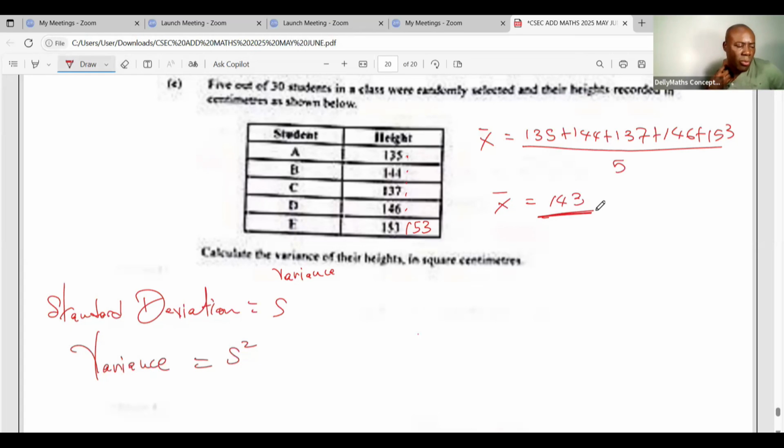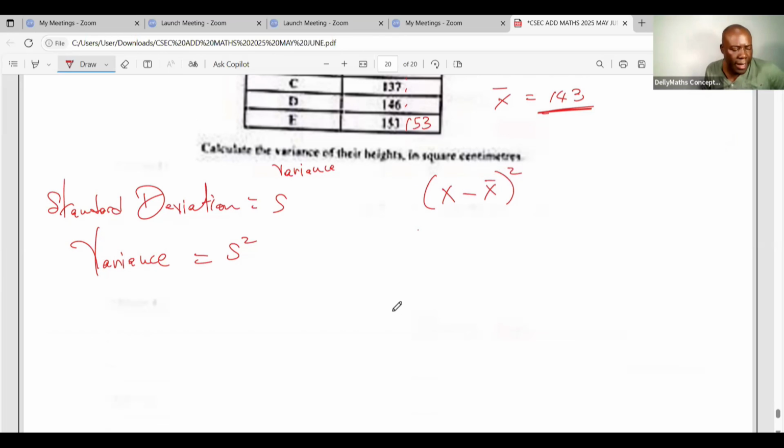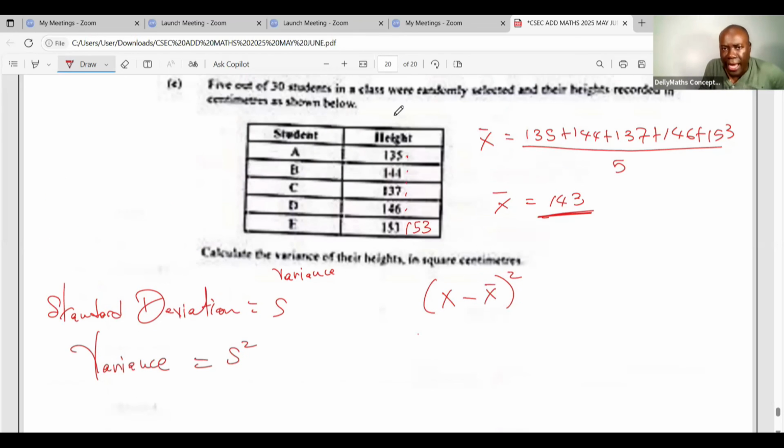So in leading to it, we're going to have to take our x minus our x bar, and it's going to be squared. We're going to need that, right? Because we're going towards the variance. Our x values are what we got from the table, the heights. So basically we're saying 135 take away 143, then whatever we get, we square it. So this is 8 squared, 64. And it doesn't matter if it is negative because when you square it, it's positive.